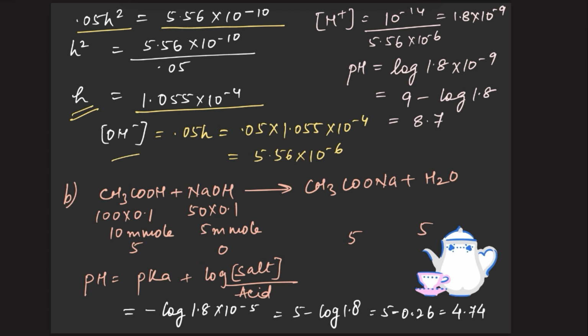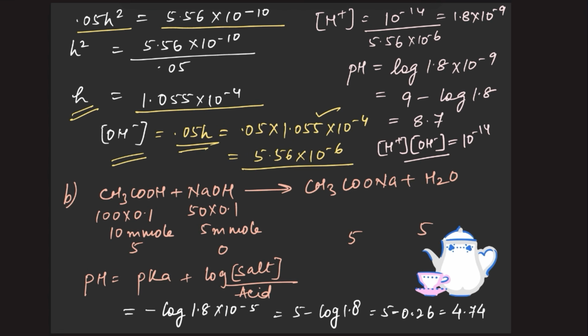Now what is the concentration of OH minus ion? Concentration of OH minus ion will be 0.05 h. So putting the value of h and solving, concentration of OH minus ion is 5.56 into 10 to the power minus 6. Now H plus into OH minus ion concentration, what is it? H plus into OH minus ion concentration is 10 to the power minus 14.